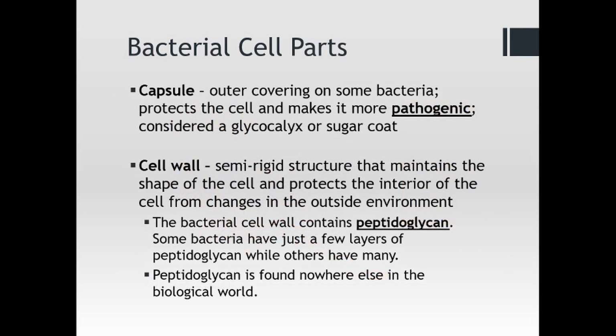So let's look at some of their parts. The capsule, it's the outer covering. In some bacteria it protects the cell and makes them more pathogenic. Why? Well, that capsule can make it almost impossible for a white blood cell to break down the bacterial cell. It's considered a glycocalyx, or what you could say a sugar coat. It also is called a slime layer as well.